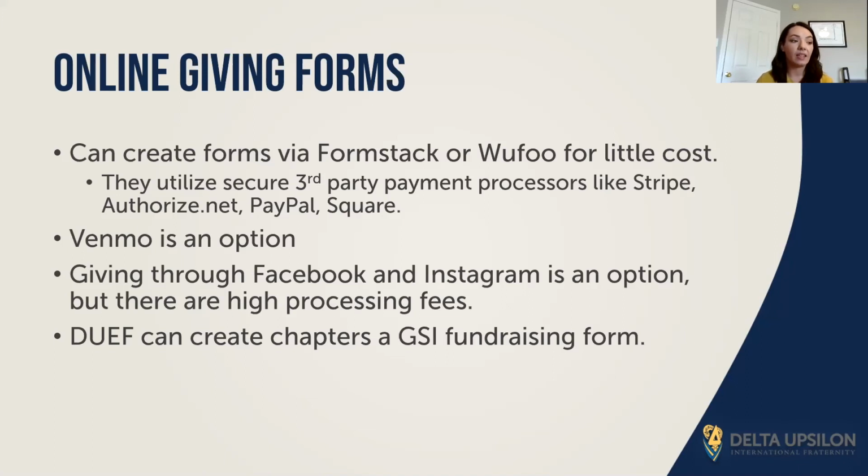I think the good thing about these forms is that they're easy to set up, they're secure, and they utilize third-party payment processors like Stripe or Authorize.net, PayPal, or Square. So if your chapter already uses a Square reader for any in-person philanthropy events, this would be really easy to set up because you've already got that Square account. With these third-party processors, you create an account, link your bank account info to it, and then Wufoo and Formstack connect to the processor and help you collect those payments there.